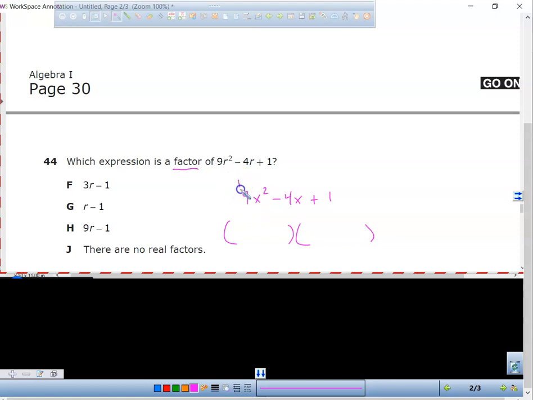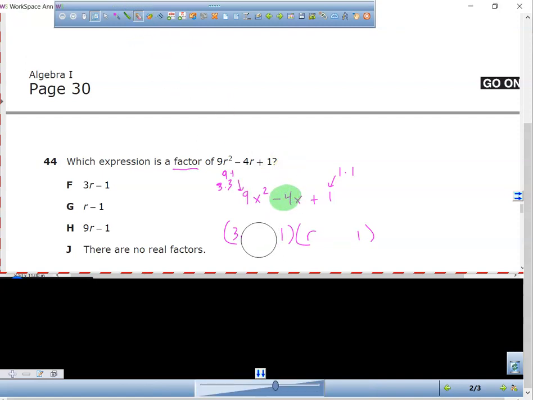Now we're going to go ahead and try to factor this guy. What are the only factors of 9? A 9 times a 1 and a 3 times a 3. So I'm going to check a 3r and an r. And then right here, what are the only factors of 1? 1 times 1. So I'm going to put a 1 and a 1. Now when you're multiplying things together, we're trying to get this negative 4x in the middle. I realize I put r's, so I should put x's there. Sorry.